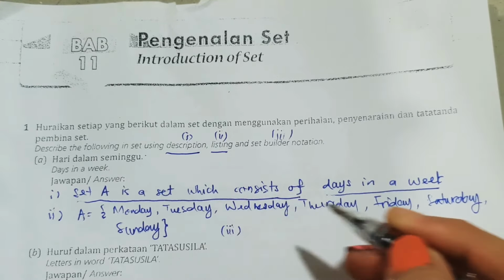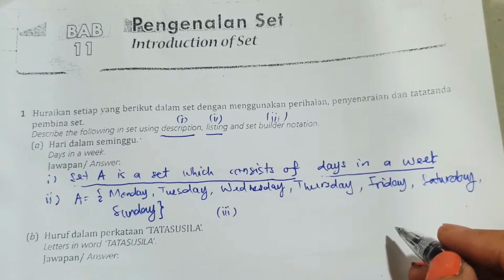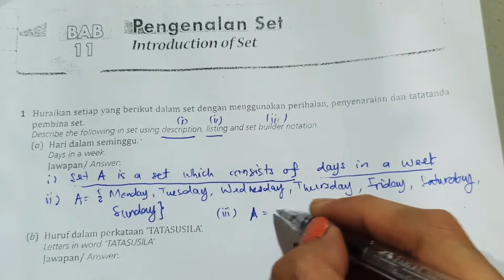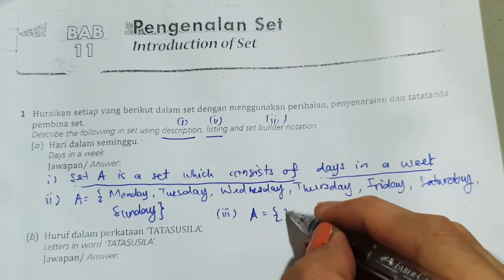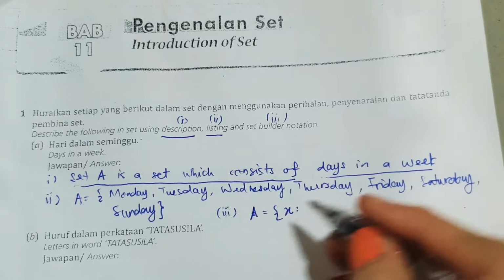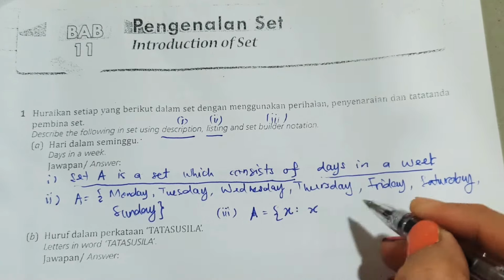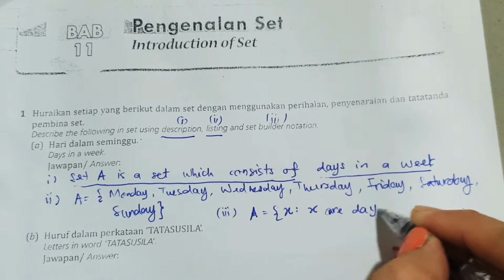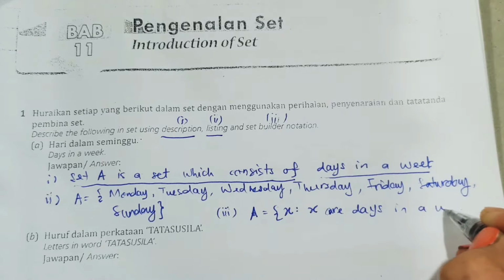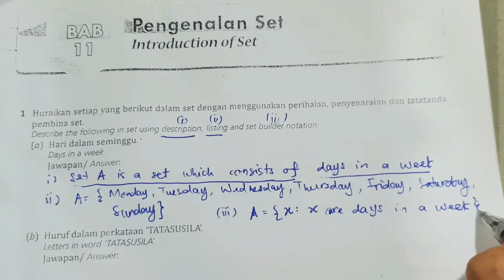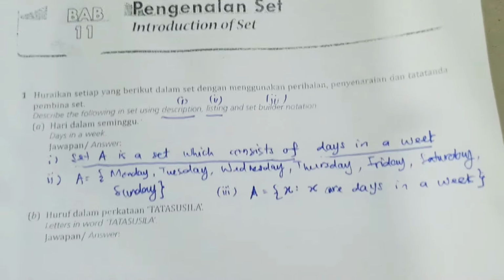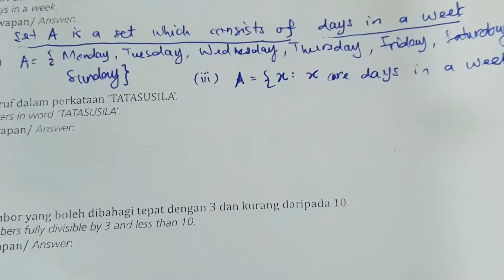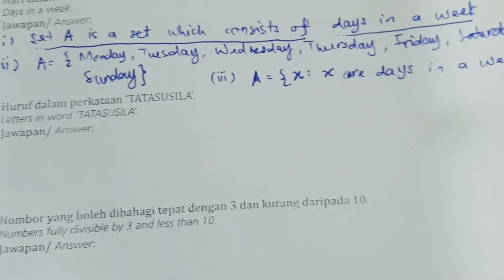Okay, the third one will be the set builder notation, whereby we write in terms of symbols. Set X consists of x such that x are days in a week. That's it. Now the next part, the letters in the word "tata susila".